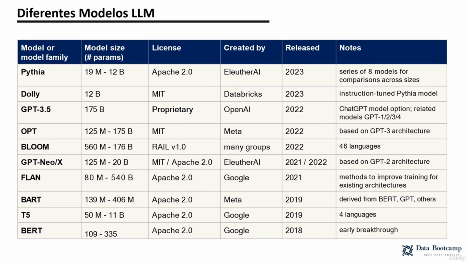Next, we have the Dolly model, also open source, developed by Databricks. It's based on the Pythia model, but optimized through the fine-tuning process. Then we have GPT 3.5, which serves as the foundation for ChatGPT. Developed by OpenAI, it's a proprietary model, meaning its code is not openly available, and its usage incurs a fee. As we already know, various versions of ChatGPT exist.